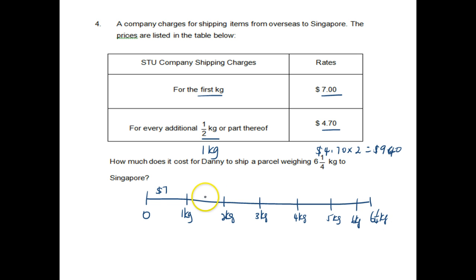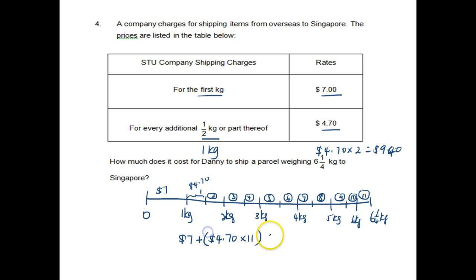So now I know that every half kilogram I must pay $470. So there is 1, 2, 3, 4, 5, 6, 7, 8, 9, 10, 11 gaps. So it's $7 plus 470 times 11, which is $58.70.